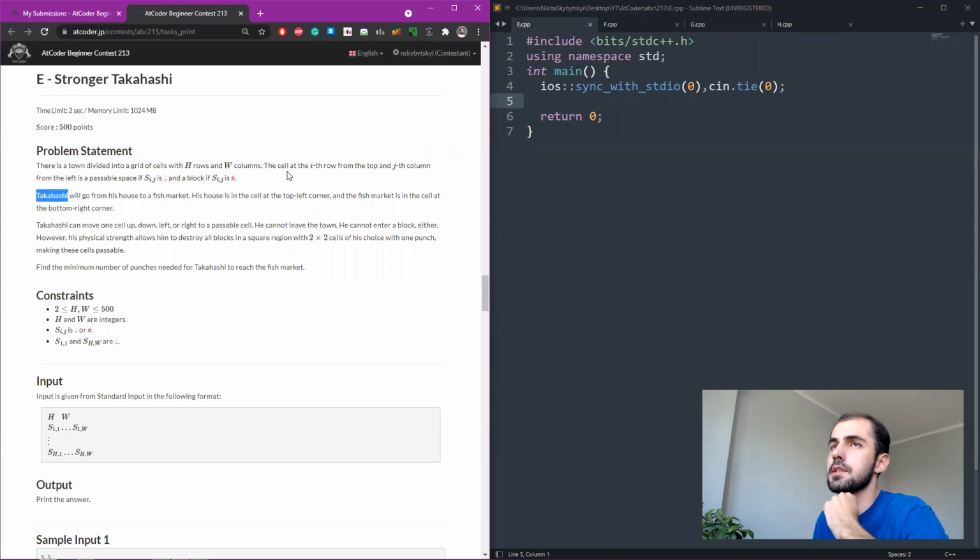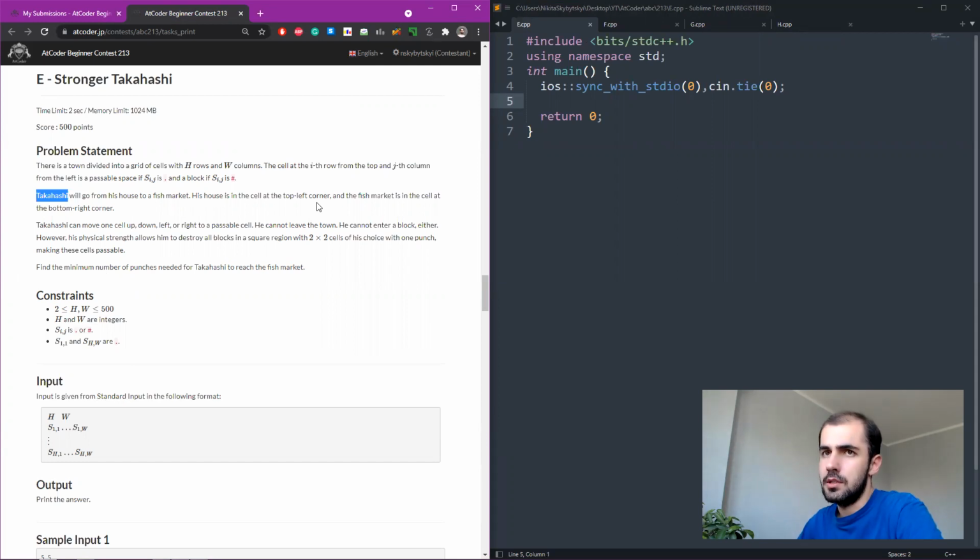His house is the cell at the top left corner, and the fish market is the cell at the bottom right. Takahashi can move one cell up, down, left, or right. He cannot leave the town, he cannot enter a block either. However, his physical strengths allow him to destroy all blocks in a square region with 2 times 2 cells of his choice with one punch, making those cells passable. Find the minimum number of punches needed for Takahashi to reach the fish market.